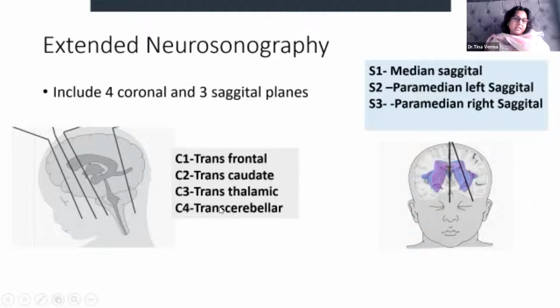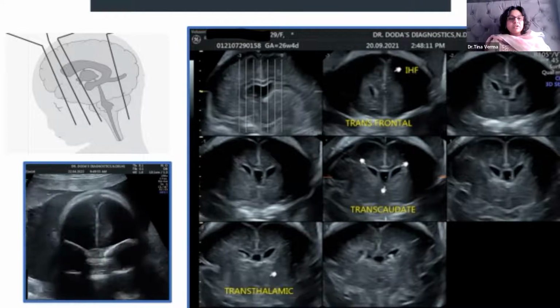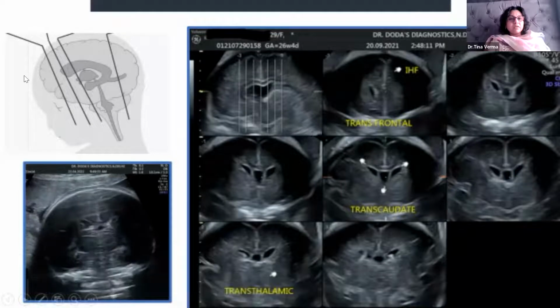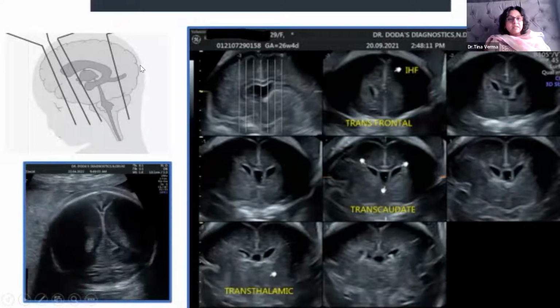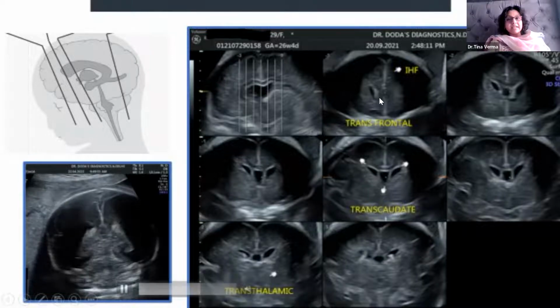Every plane has its significance. In the sagittal view, there is 1 mid-sagittal plane and 2 right and left parasagittal, paramedial sagittal planes. So how do we perform the coronal scanning? From front to posterior, as you see in the cineloop, I am just rotating and sliding my probe from anterior to posterior portion and looking into the finer details.